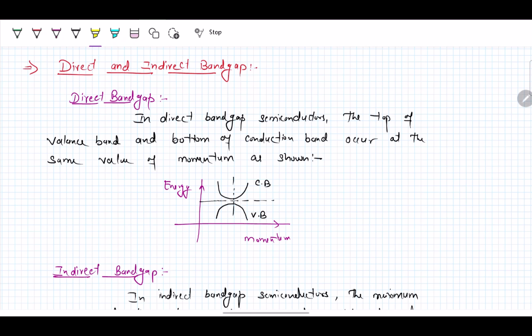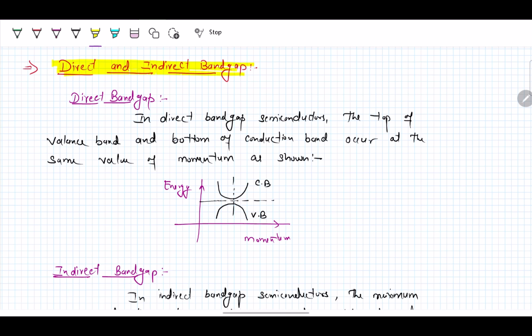So the first topic that we are going to talk about is direct and indirect band gap. These are the types of band gap, and in our previous video we talked about the formation of band gap. So band gap is generally the gap between the valence band and the conduction band. Band gap is generally of two types: direct band gap and indirect band gap.